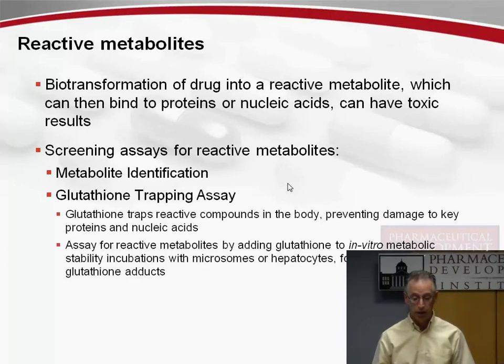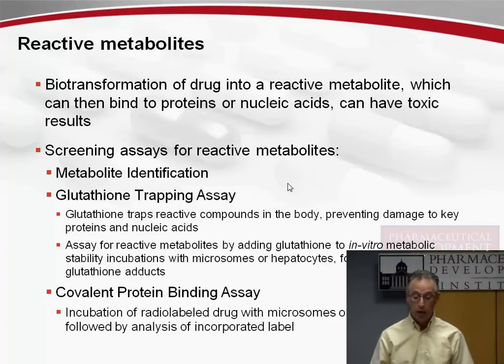Glutathione is an endogenous compound that traps reactive compounds in the body. This can be simply added to a microsomal or hepatocyte incubation with your test compound, and followed by analysis for any glutathione adducts. Covalent protein binding assay is another assay that's used, in this case with a radiolabeled compound, followed by analysis of the incorporated label.